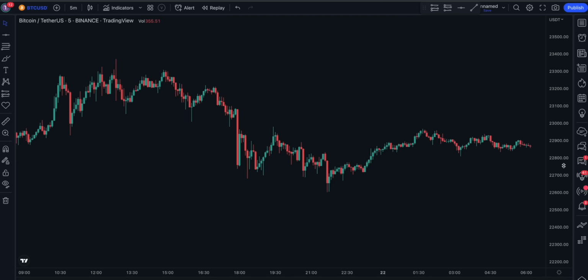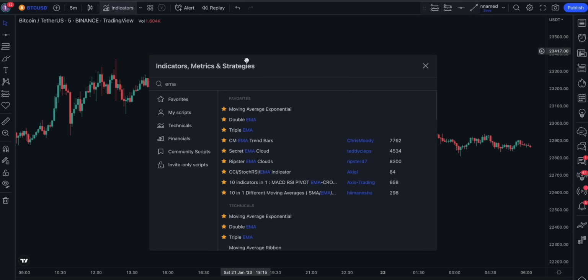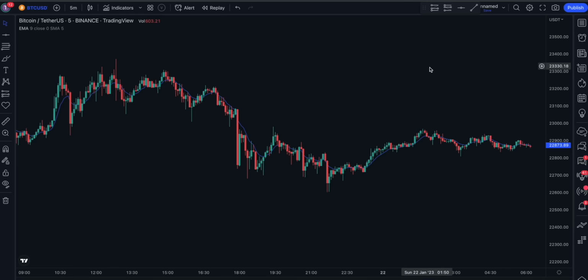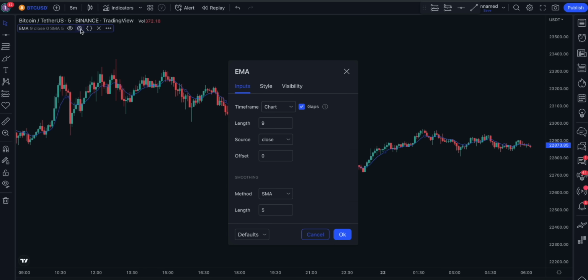As an example, we will use the Bitcoin price chart on a 5-minute time frame. The strategy includes two indicators. In order to add the first one, click on the Indicators tab and search for EMA. Pick this exponential moving average that you can see on the technicals. Open the settings and change the length to 200 as well as the color to gray.